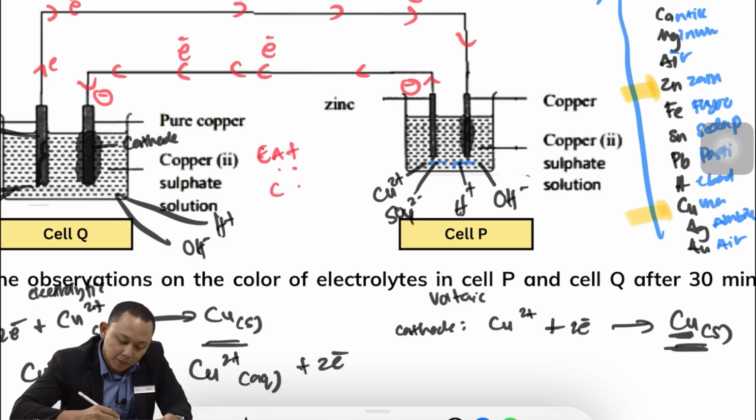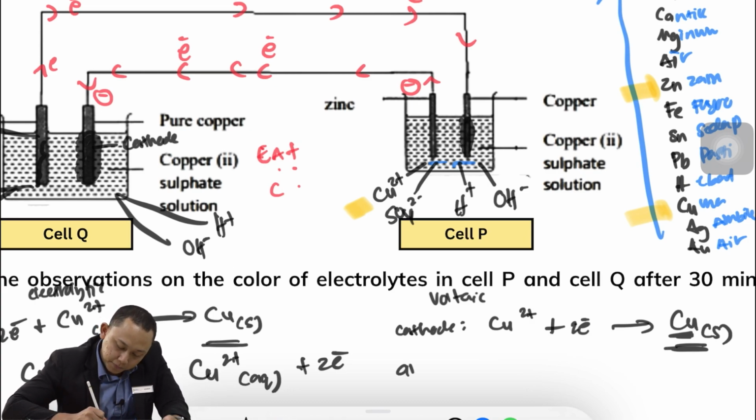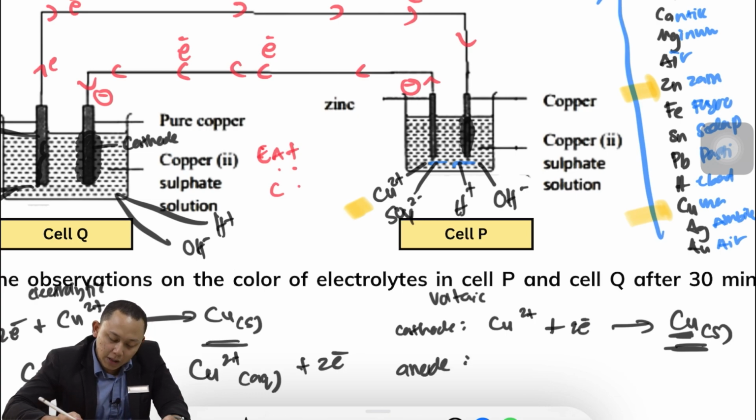It's coming from the Cu there. At the anode side, it's actually OH- that is going to discharge to form oxygen gas and also water. Balance it.